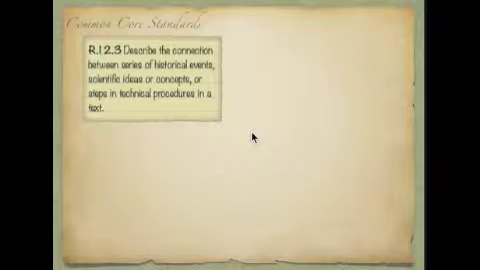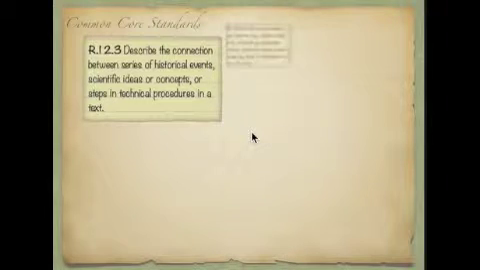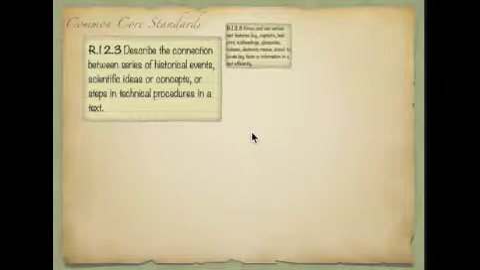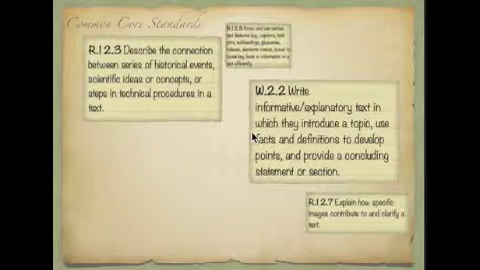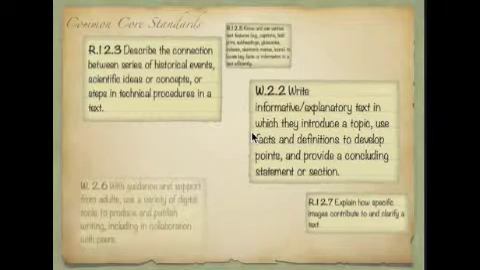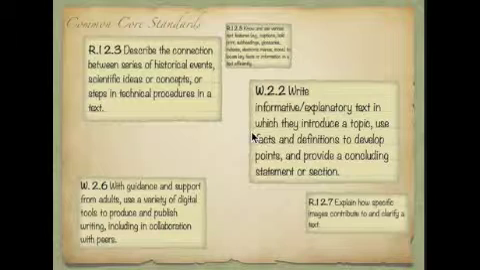The unit covers the following Common Core standards. Describe the connection between a series of historical events, scientific ideas or concepts, or steps in technical procedures in a text. Know and use various text features, for example, captions, bold print, subheadings, glossaries, indexes, electronic menus, and icons to locate key facts or information in a text efficiently. Explain how specific images contribute to and clarify a text.